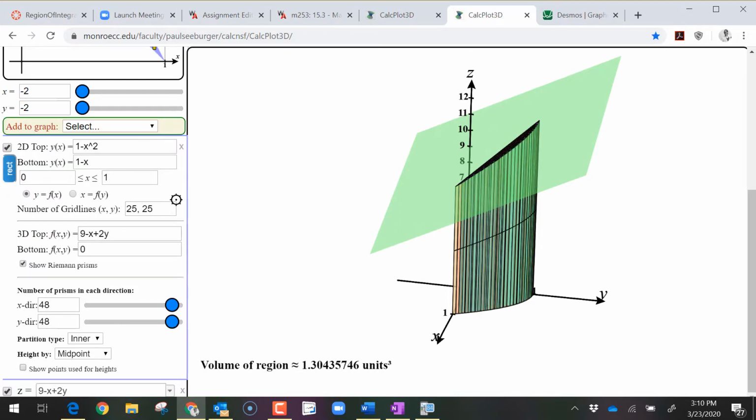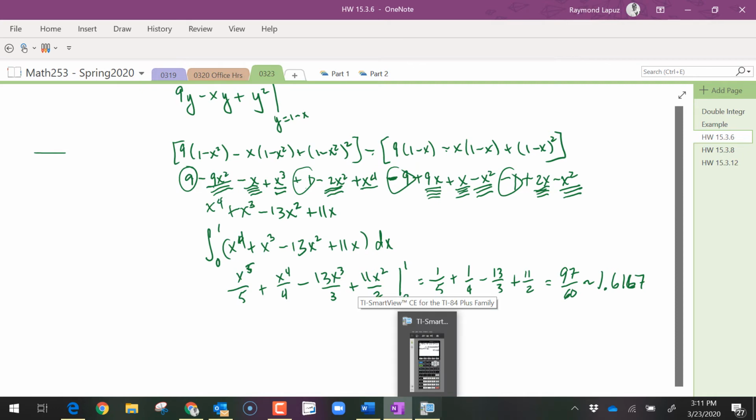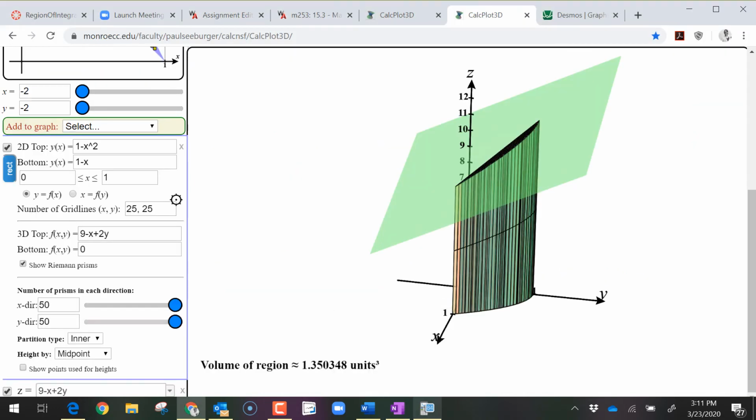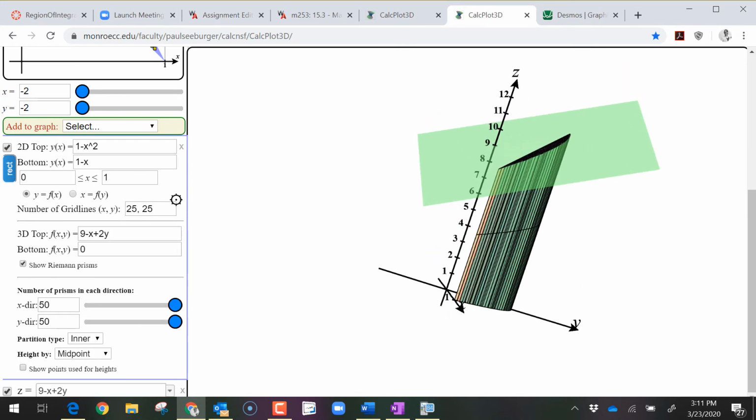I can show the Riemann prisms, and with a 48 by 48 partition I got 1.3, so I think this thing only goes as far as 50 partition, and got 1.35. I don't know how close that is to 1.6. I guess it's fairly close, you could say. But that is our solution. Alright, and this is the graph that's associated with it. Okay, I hope that helps.